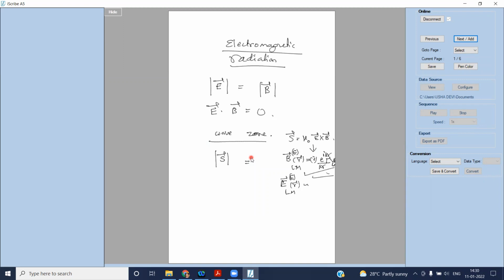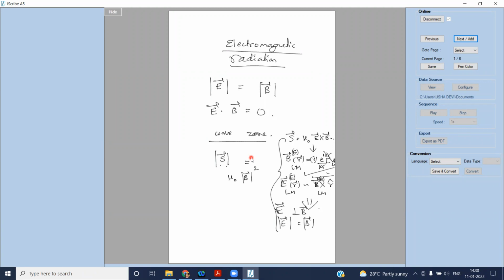in the wave zone, is of the form B_lm crossed with the r unit vector. So this tells me that E and B are perpendicular to each other, and magnitude-wise they are the same. With all these identifications, I come back to Poynting's vector and tell you that mu naught E cross B is E times B, that is, B mod squared.